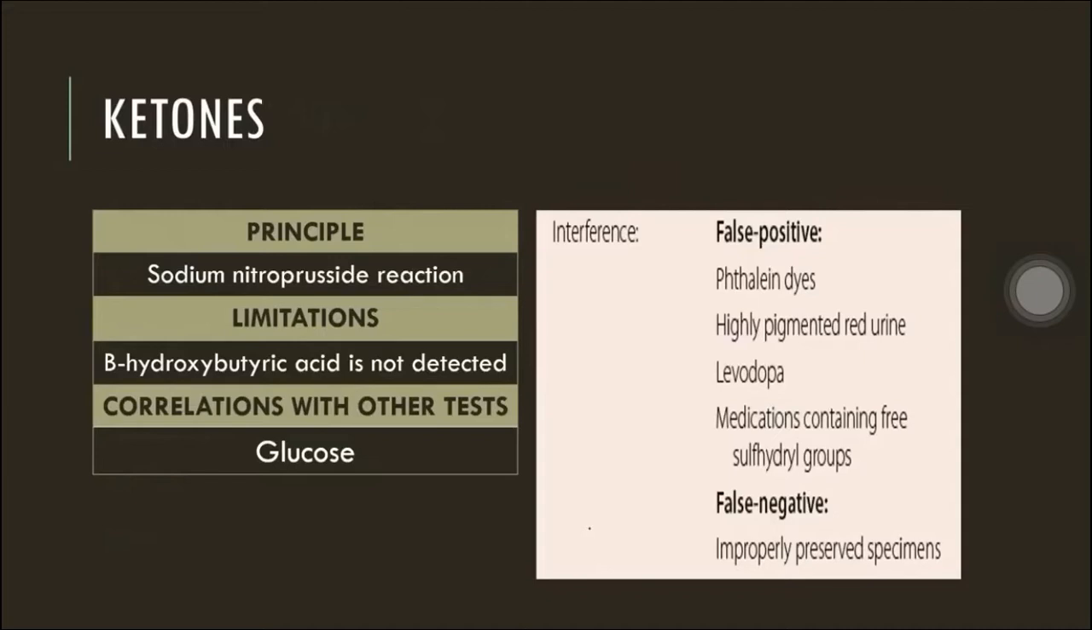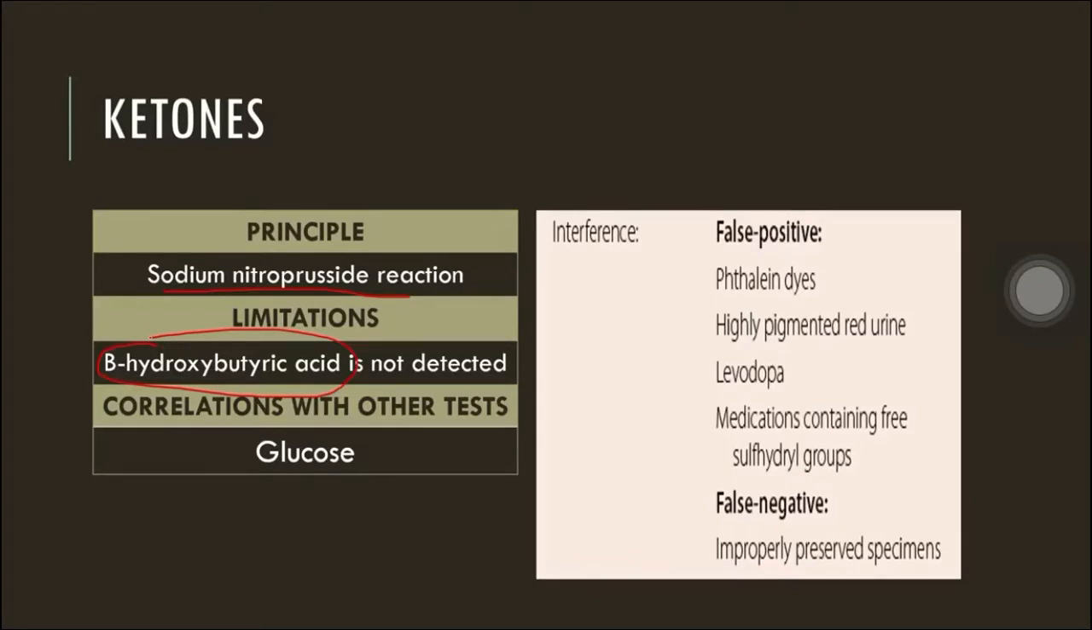Next, we now go to the principle of ketones. It uses the sodium nitroprusside reaction. Even though the majority of the ketone bodies is beta-hydroxybutyric acid, about 78%, ang limitation ng reagent strip is that hindi niya dinedetect yun. Si beta-hydroxybutyric acid, hindi niya dinedetect.